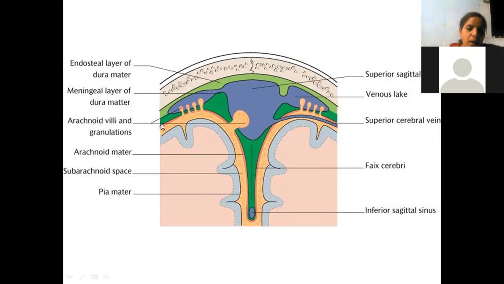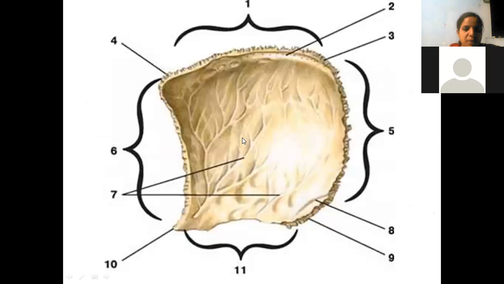This green one is the dura mater, the pinkish one is the arachnoid mater, and the orange-yellowish one is the pia mater. So we have three meningeal layers: dura, arachnoid, and pia. Dura has two further layers, the endosteal layer and the meningeal layer, in between which we have the dural venous sinuses. Now you are finding the parietal bone here, with four borders, and this picture helps us understand the impressions of the blood vessels, vascular grooves formed by blood vessels supplying the brain, like the middle meningeal artery.